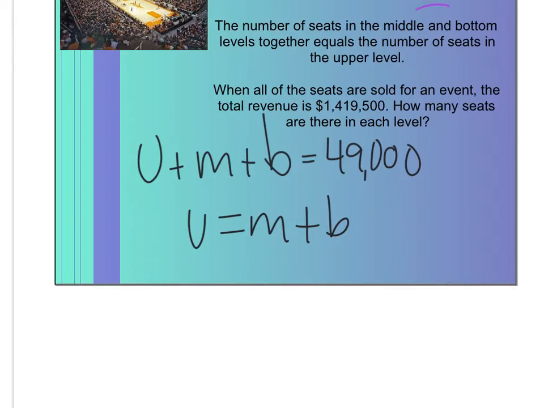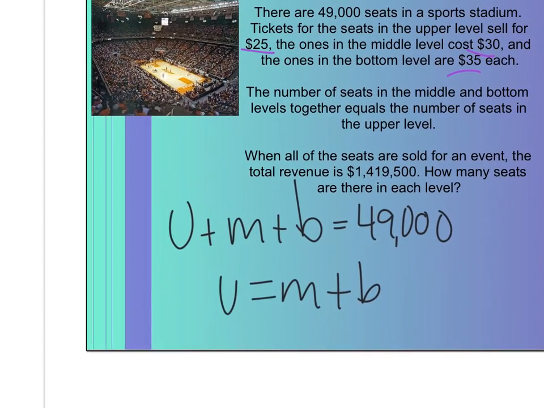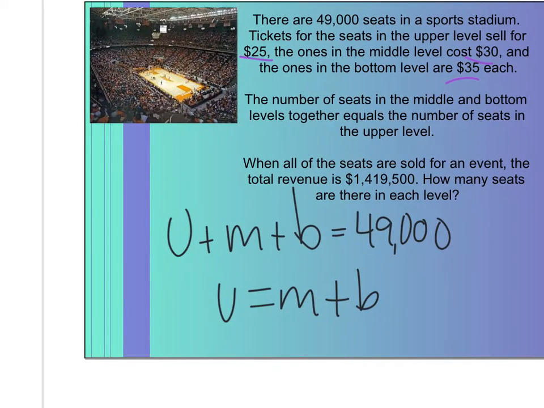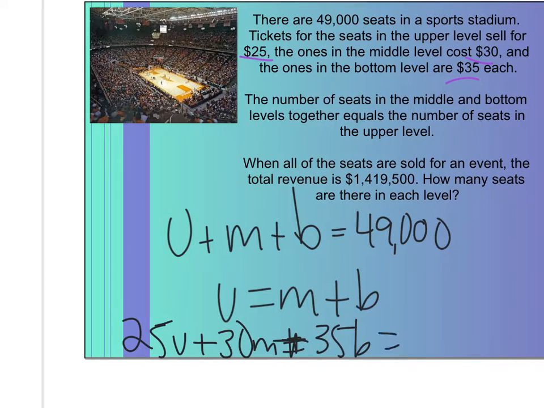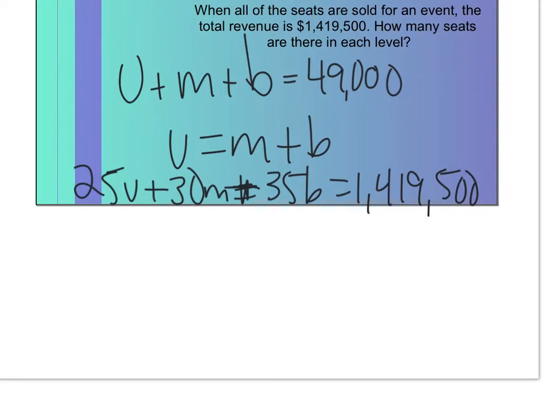And when all the seats are sold out for an event, it's $1,419,500. So 25U plus 30 middle plus 35B equals 1,419,500. All right, so here's kind of my system.